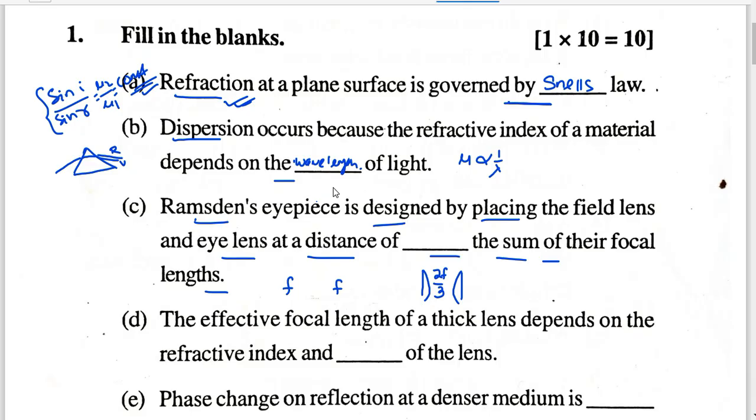So look at the question. At a distance of dash the sum of their focal lengths, the sum of their focal lengths will be f plus f equal to 2f, as the distance is 2f by 3. So for that 2f, that will be 1/3. By multiplying 2f into 1 by 3, we get 2f by 3. So basically look at the question. It is asking what is the distance between field lens and eye lens. That is 1/3 of 2f, and 2f is the sum of their focal lengths. So the answer will be 1/3.